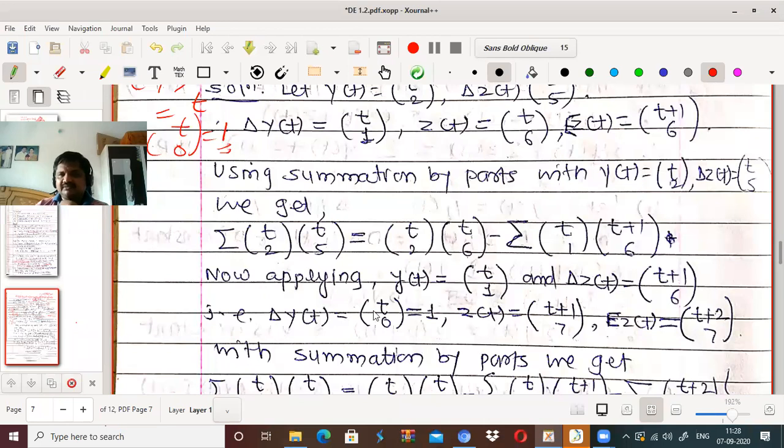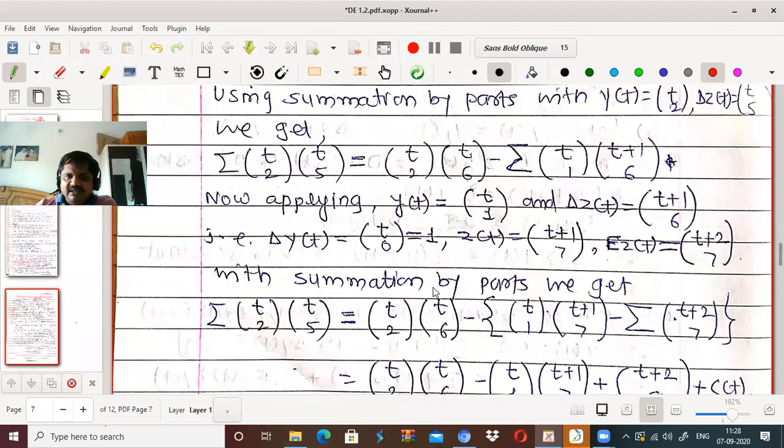Therefore delta yt becomes tc0, zt becomes t plus 1 c7. Now, because we are finding the summation, this term will be increased by what? T plus 1 c7, and EZT becomes t plus 2 c7. So applying summation by parts to this again, what do we obtain?